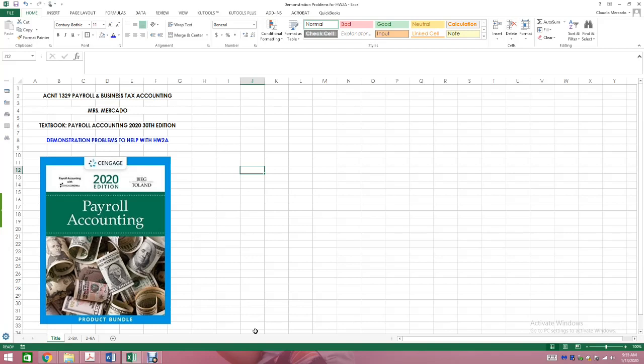The information from chapter 2 will be covered in all future chapters, so it's imperative that you do know how to solve or compute regular pay, overtime pay, gross pay, all of this. This is a cumulative textbook. Whatever you cover in chapter 1 will be continuously covered in the remainder of the chapters. Whatever you cover in chapter 2 will be continuously covered. So you do need to know it.